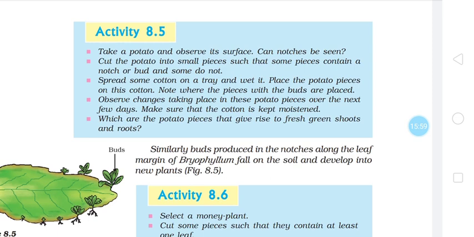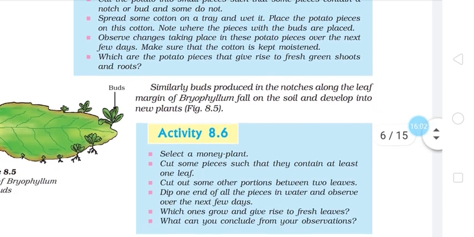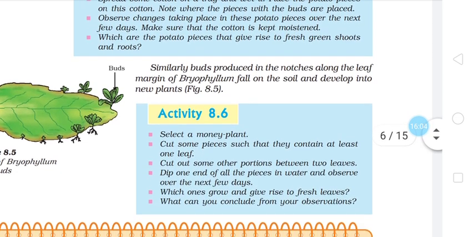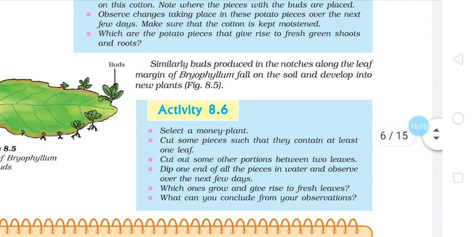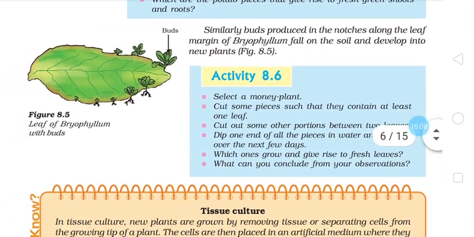Okay. Similarly, buds produced in the notches along the leaf margin of Bryophyllum fall on the soil and develop into a new plant. Here, a leaf of Bryophyllum with buds is shown. This plant is generally available at our doorsteps.